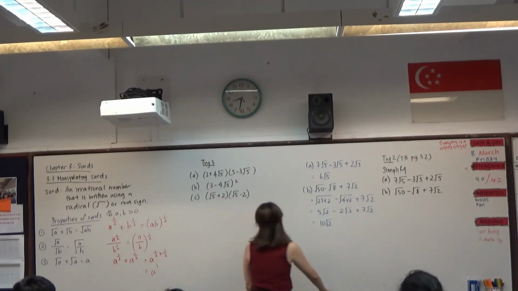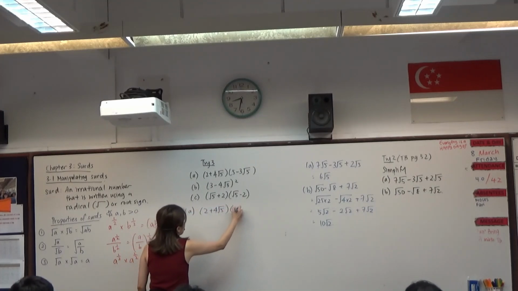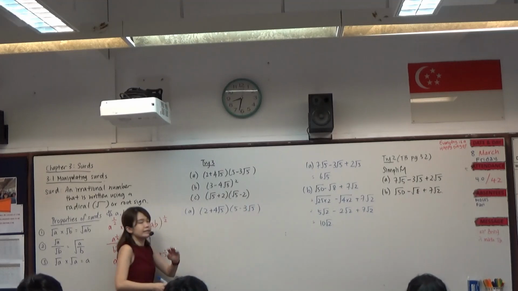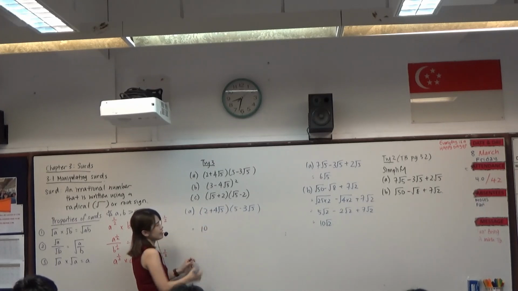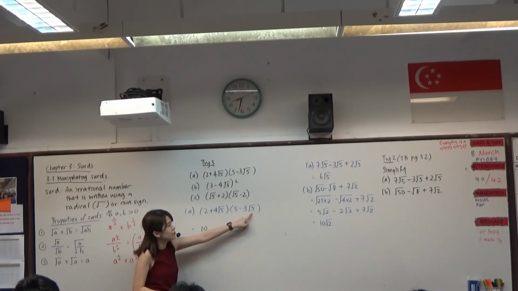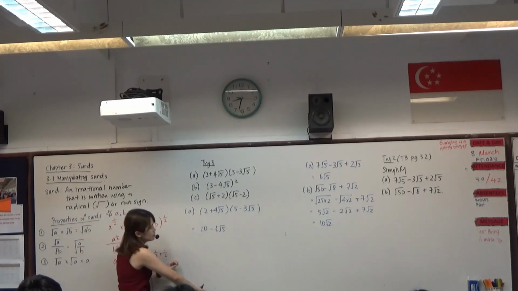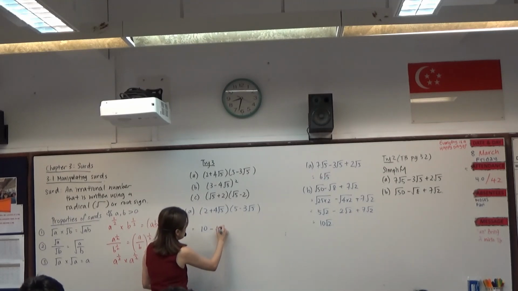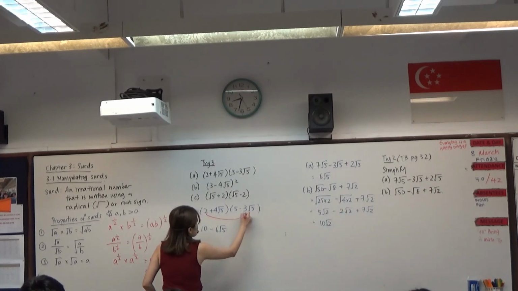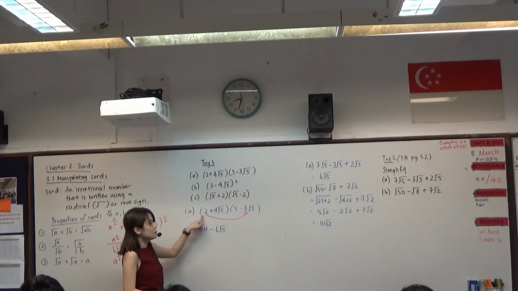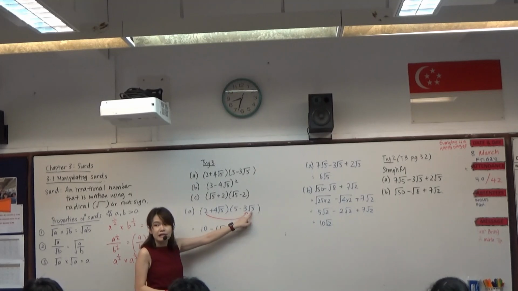I'll just tackle part A first. So in this case, we recognize that I cannot use any of my identities. I just do the rainbow method. So 2 times 5, that gives us 10. 2 times negative 3 root 5, that will give us negative 6 root 5. Okay? So I want us to be clear that when I do the multiplication of 2 with 3 root 5, I'm just taking the 2 times 3. I do not need to multiply by the 5. Okay, because the root 5 itself is just a number.